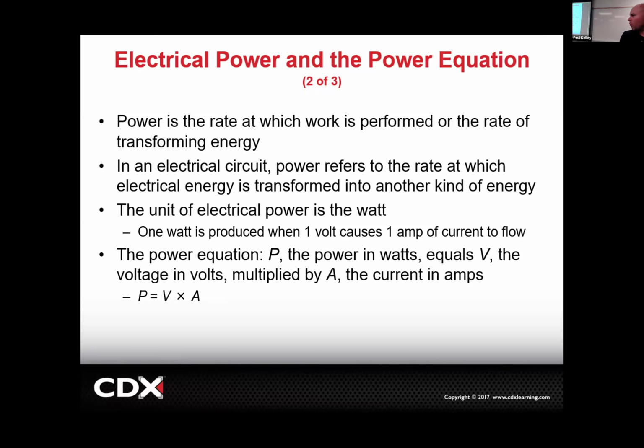All right, so 1 watt, interesting. 1 watt is produced when 1 volt causes 1 amp of current flow. So hold on, this is a little different though. This sounds like Ohm's law, right? But it's not. We're calculating power now. So it's not V=IR or V=AR or E=IR, depending on the formula, right? It's P = V × A. Power equals volts times amps.